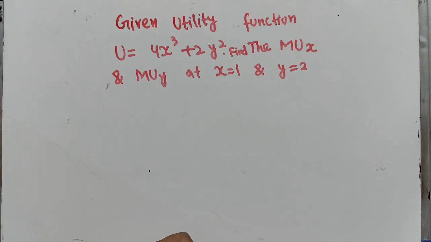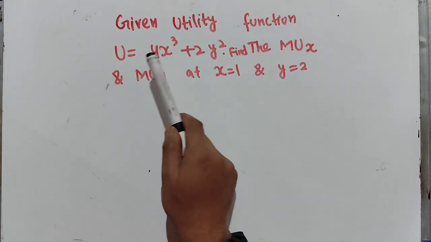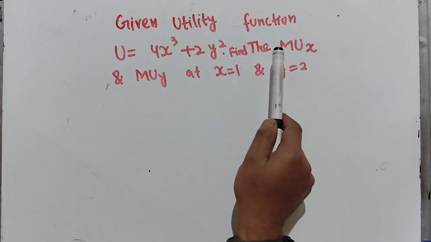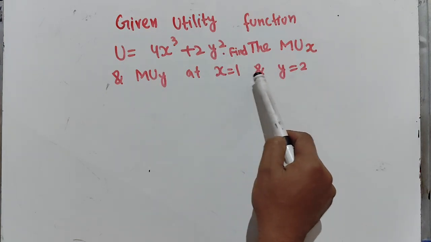In this video, we will solve a question on how to find the marginal utilities. The question is, given the utility function, where utility is a function of two goods x and y, which are related like this: U is equal to 4x cube plus 2y square. Find the marginal utility of good x and marginal utility of good y when x is equal to 1 and y is equal to 2.